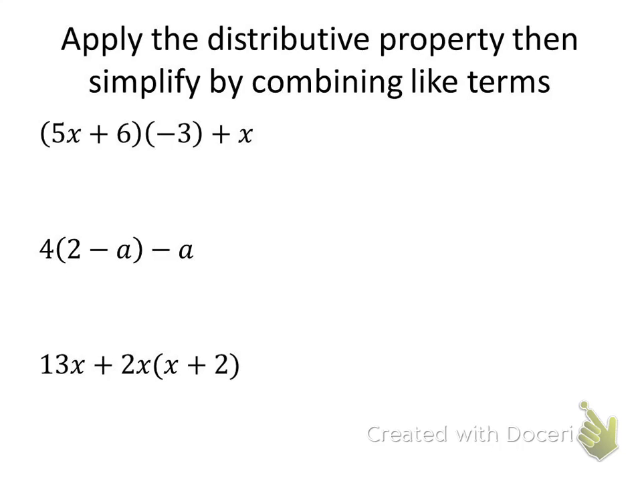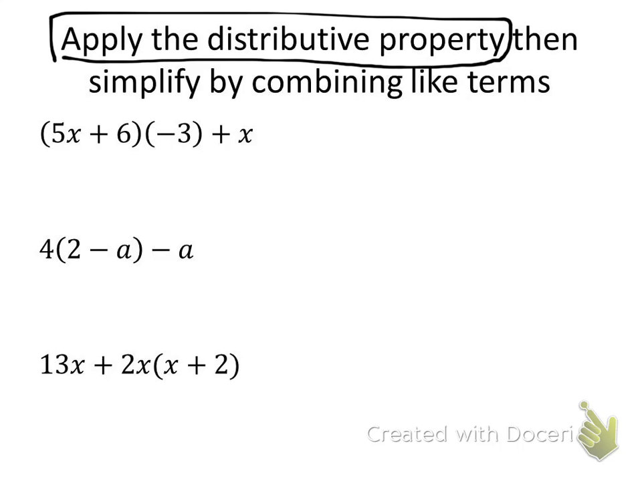Apply the distributive property. That is step number 1. My instructions right here are telling you exactly what to do first. Then, which means second, simplify by combining like terms. So, first distributive property. So, no matter what, in every single one of these problems, 14 through 18, there is going to be some sort of distributive property that you have to do first. Then you worry about taking care of the combining like terms. You never combine like terms before you do distributive property. Is that clear? Always do distributive property first, then combine like terms.